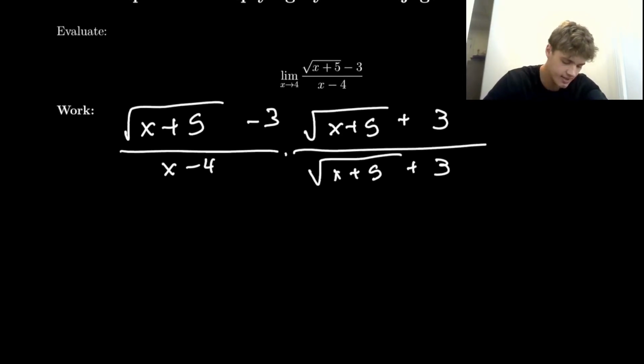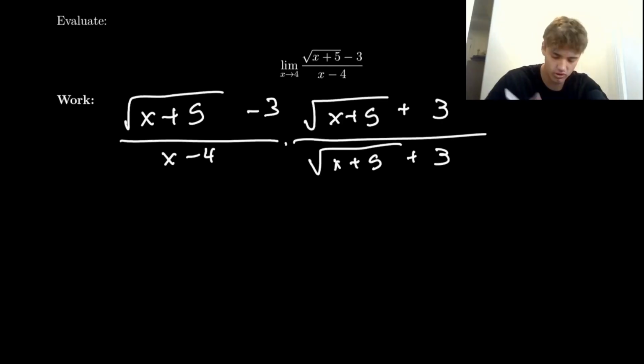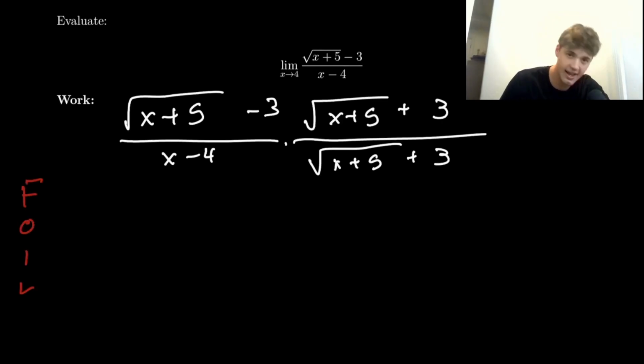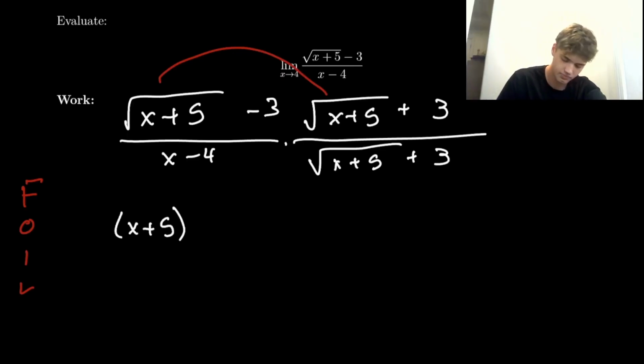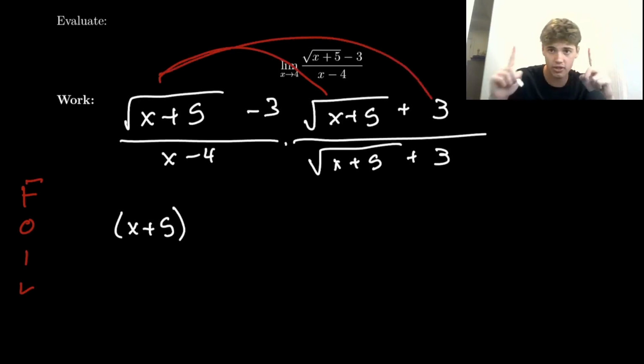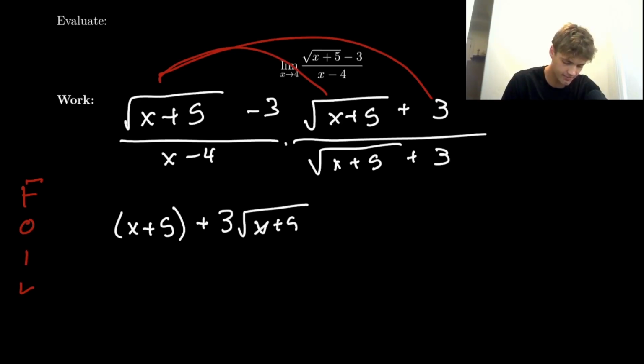So let's go ahead and FOIL this out. That's how we multiply these things together, right? So we have first, outer, inner, and last. Square root of x plus 5 times square root of x plus 5 is going to give us x plus 5. That's first. Now we have to do outer, the two outer terms, right? That's going to give us plus 3 square root of x plus 5.